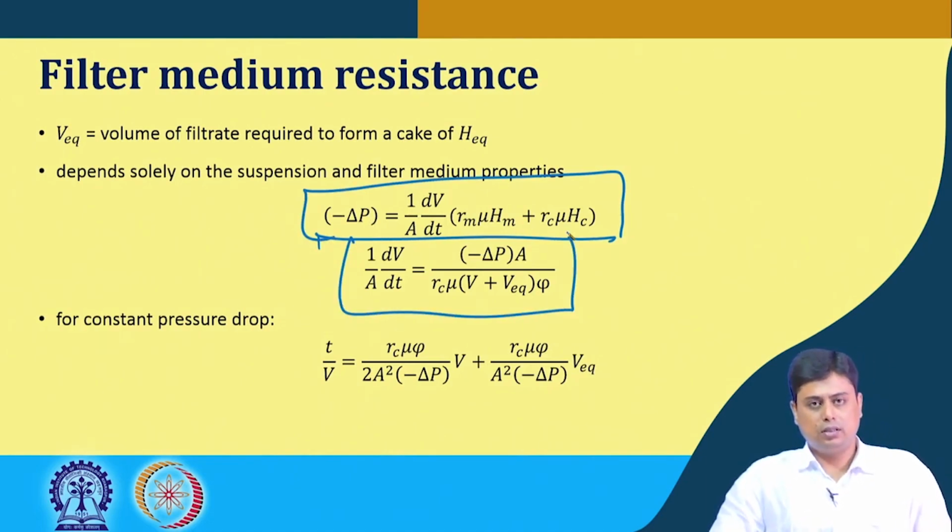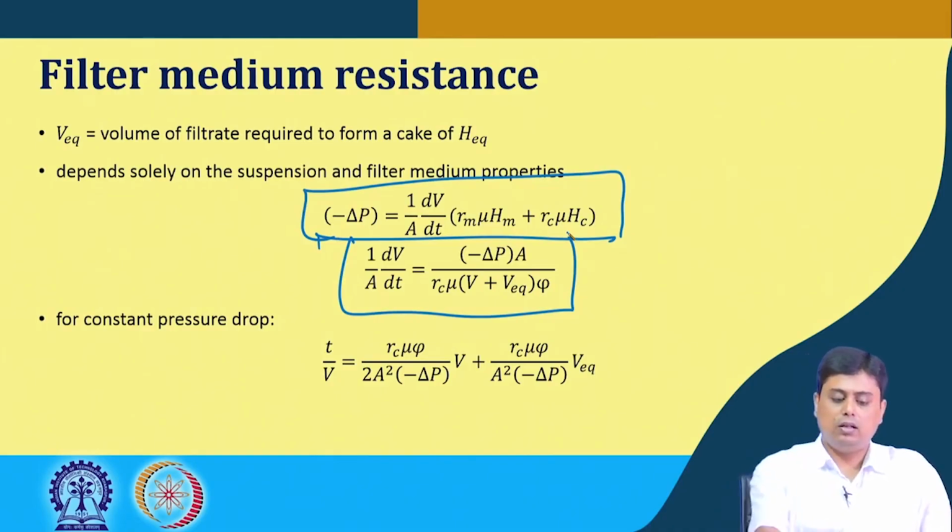the rate of filtration in terms of del P and the overall resistance. That is, 1 by A dV by dt equals minus del P A divided by Rc mu (V plus Veq) multiplied by phi. So this is the expression when we consider the overall resistance as the resistance due to the filter medium and the cake that is depositing on top of the filter medium.